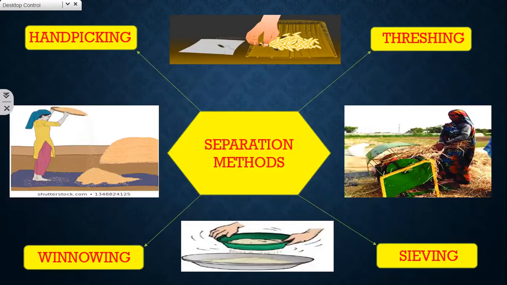These are the four separation methods you have learned in the last class: handpicking, threshing, sieving, winnowing. When the impurities are less in amount and are different from that of the mixture, it can be separated by using hand, and the technique is known as hand picking. And the method used for separating grains from stalks is known as threshing. If the components of a mixture have a difference in their size, sieving is used, and if they vary in weight, winnowing is used.